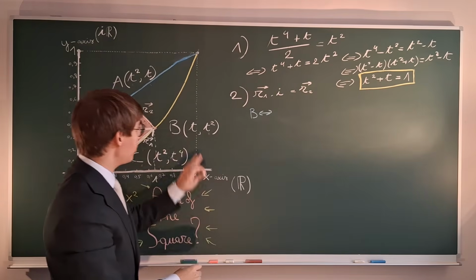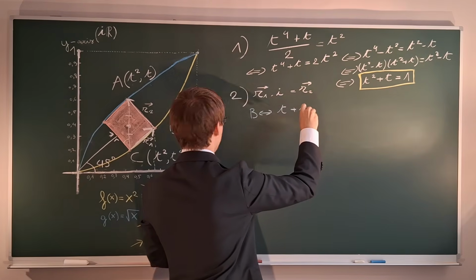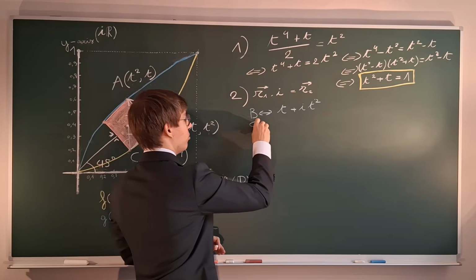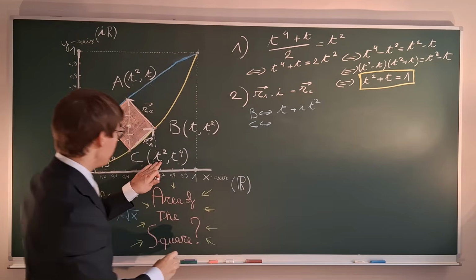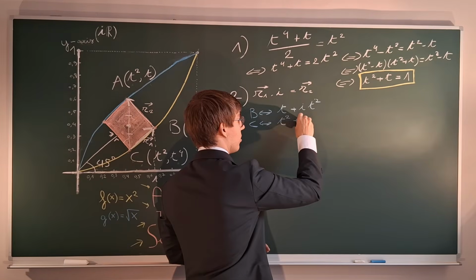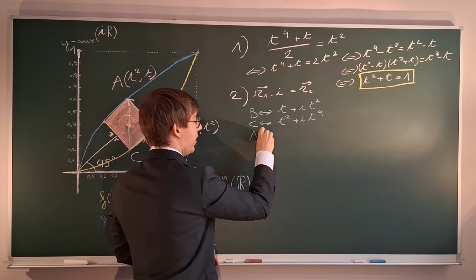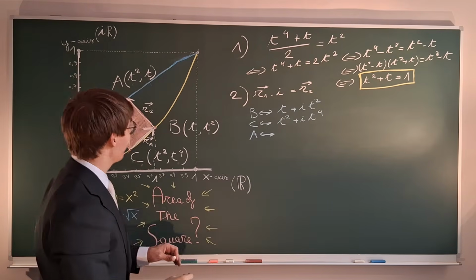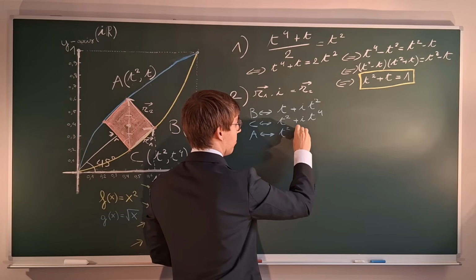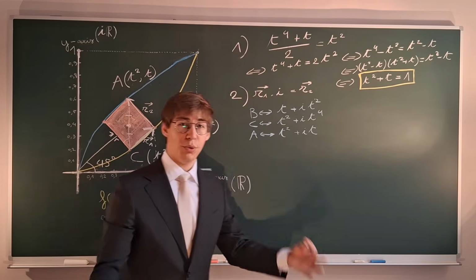My coordinate B corresponds to the complex number t plus i times t squared. The coordinate of C corresponds to t squared plus i times t to the power of 4. And my coordinate of A corresponds to t squared plus i times t, where t is the value we want to solve.